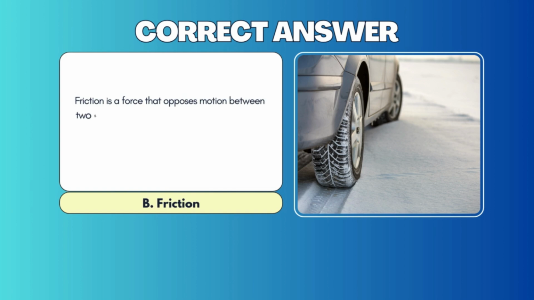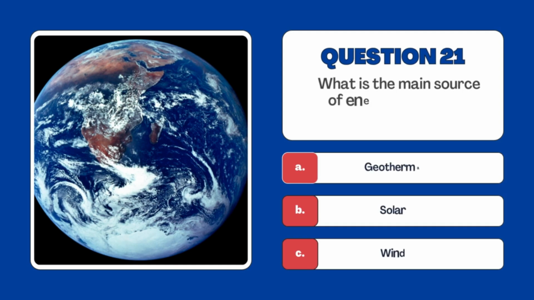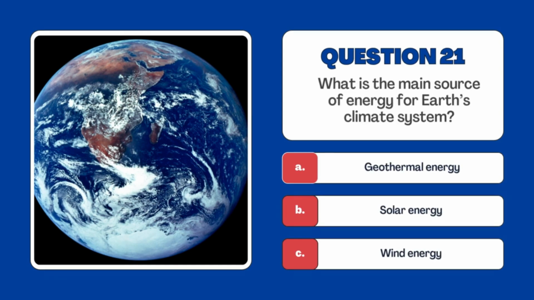The correct answer is B. Friction. Friction is a force that opposes motion between two surfaces in contact, acting to slow down or stop moving objects. Question 21. What is the main source of energy for Earth's climate system?